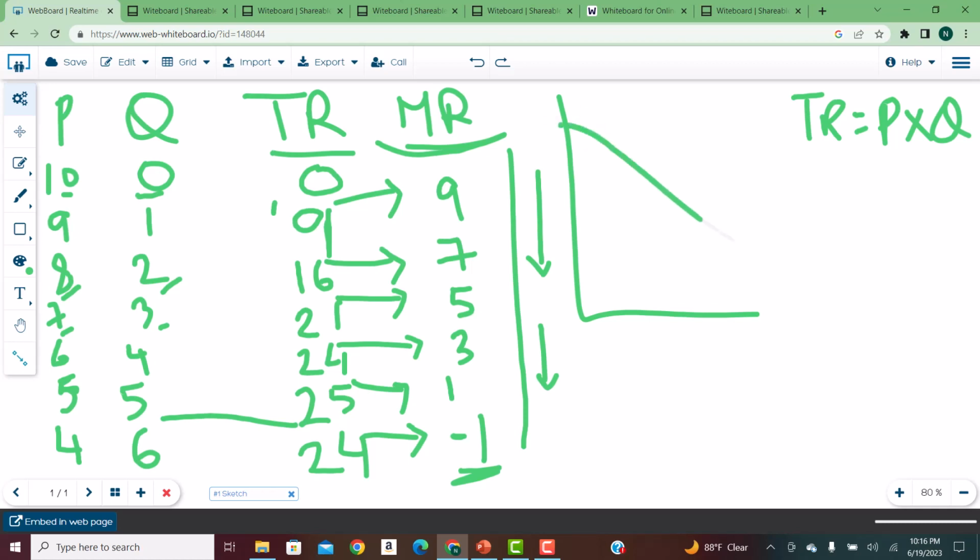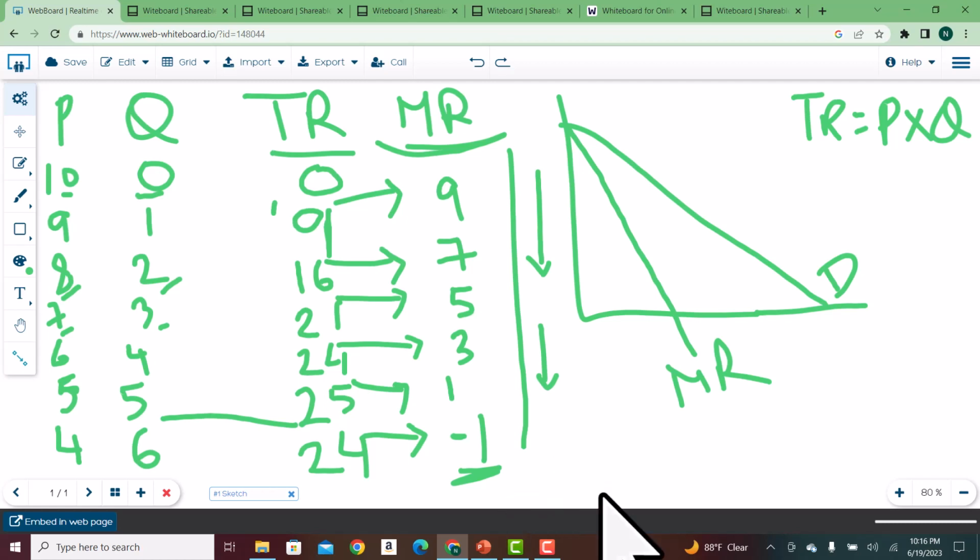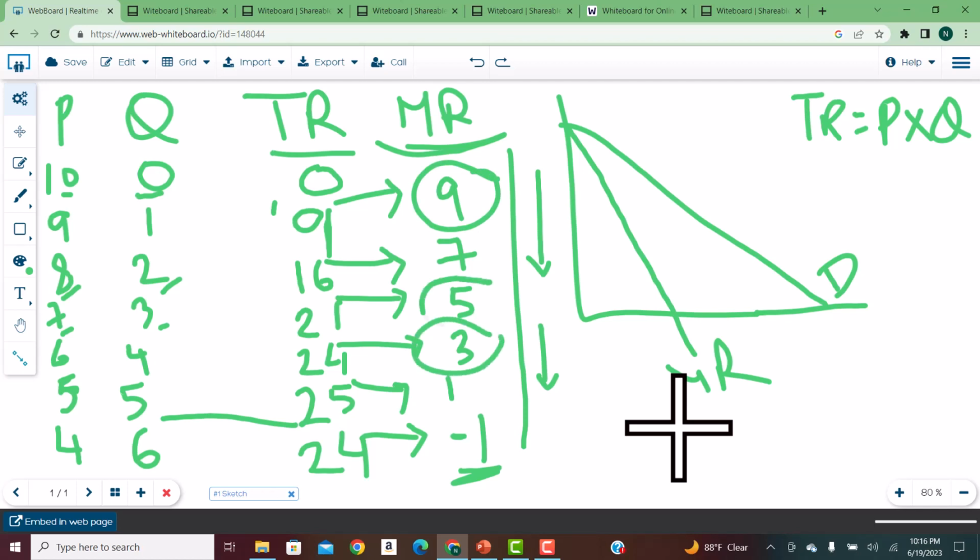So if the demand curve is downward sloping, we are going to have a marginal revenue curve that is twice as steep as the demand curve. So that's the demand curve, and that's the marginal revenue curve. This is very important for the sellers to look at when they are trying to determine at what point they want to be. Should they be here, or here, or here? So this is a very important factor.